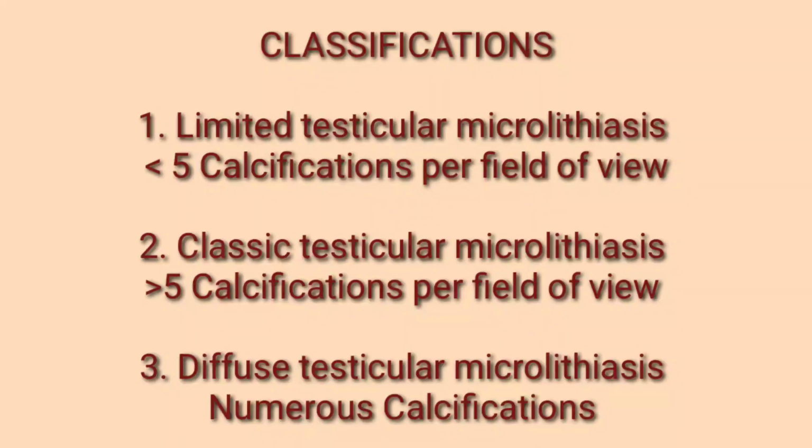You can classify testicular microlithiasis into 3 categories. Number 1 is called limited testicular microlithiasis, when there are less than 5 calcifications per field of view. You can also label it as classic testicular microlithiasis if there are more than 5 calcifications per field of view. And the third is diffuse testicular microlithiasis, when there are numerous calcifications spread in the testicular parenchyma, then it would be called diffuse testicular microlithiasis.